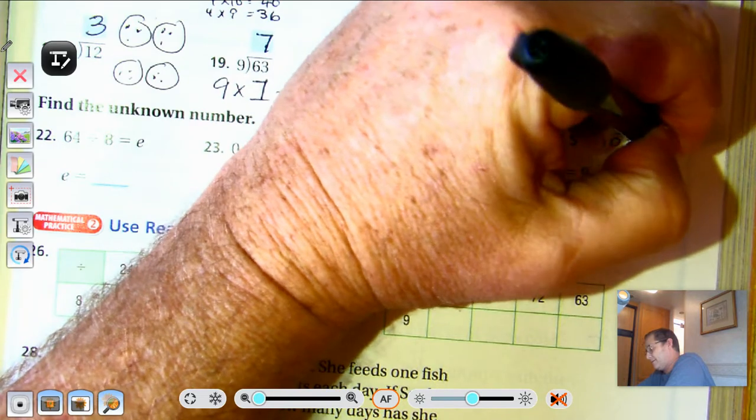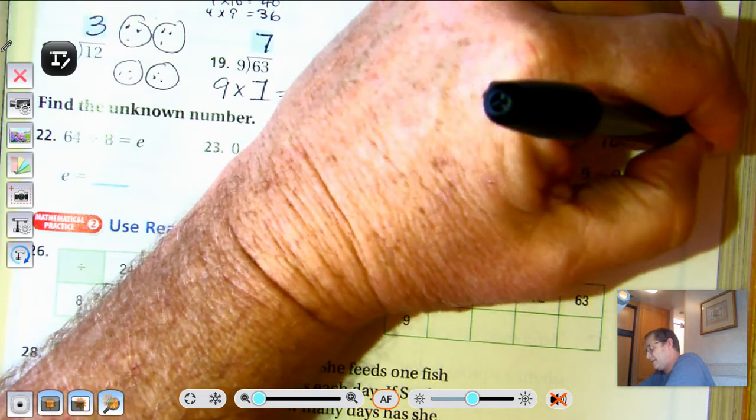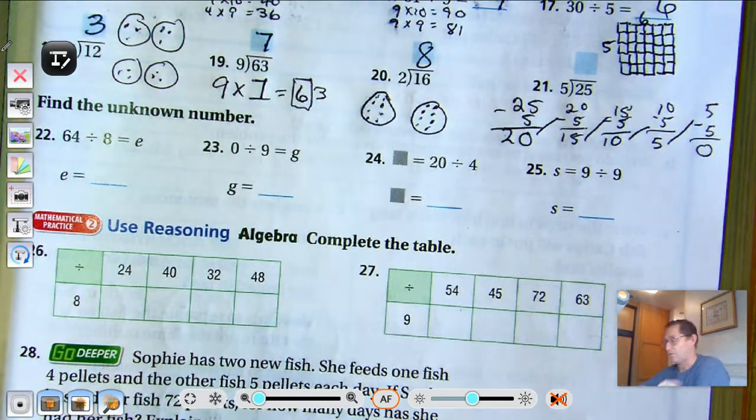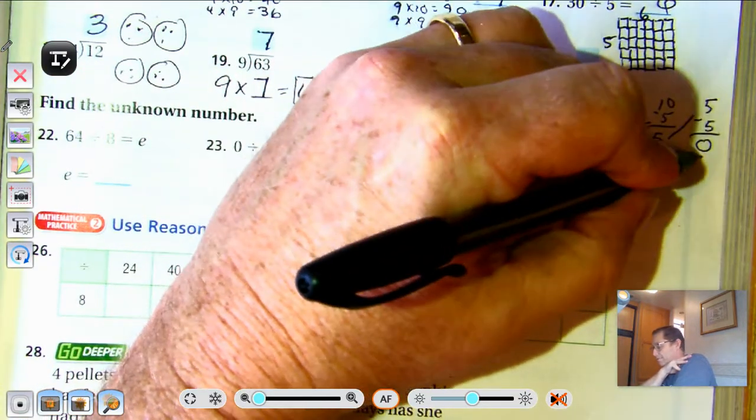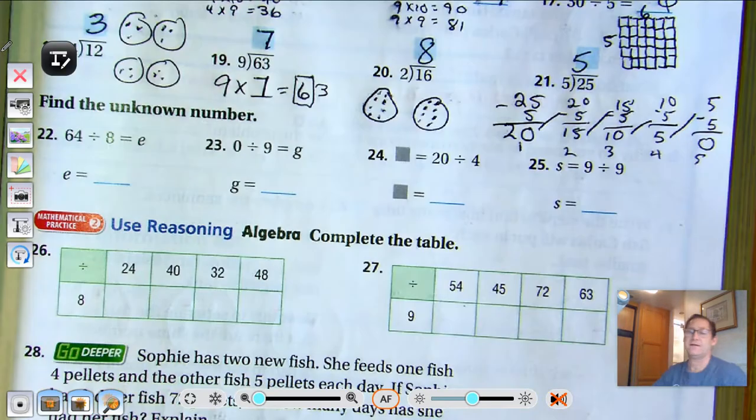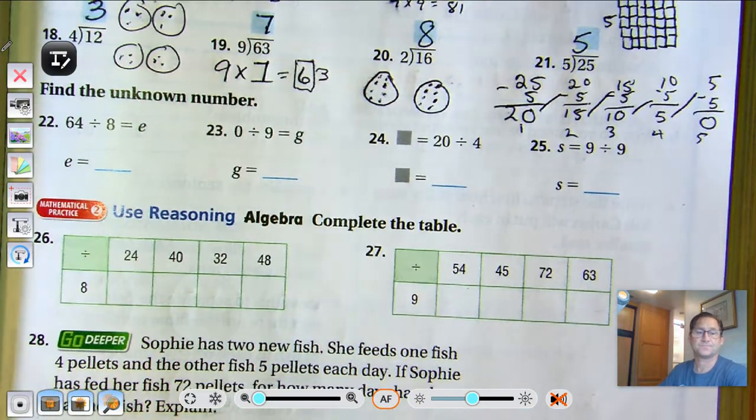10 take away 5 is 5. And 5 take away 5 is 0. And we're going to count up how many times we subtracted 5. 1, 2, 3, 4, 5. So 25 divided by 5 is 5.